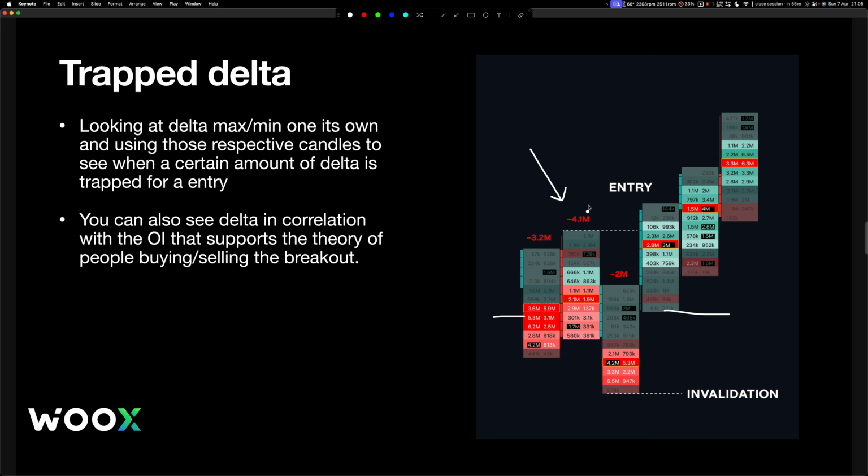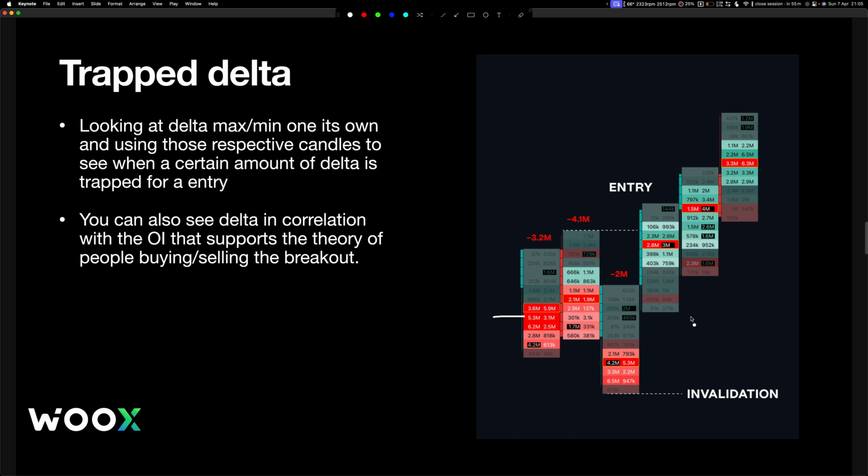I'm drawing these, all delta minimum, just as an example in this candle. This tallies up to 7.3, and then you've got another 2 million here, so that's 9.3, roughly 10 million. You can then go, okay, as soon as this candle closes above, you now have an entry where 10 million is trapped, and your invalidation is below this candle. You've seen a certain amount of delta trapped, and now you're looking for an entry to push that delta further in the opposite direction.